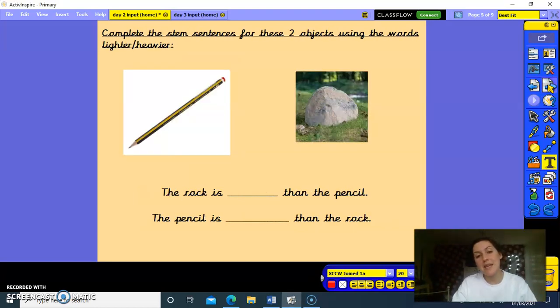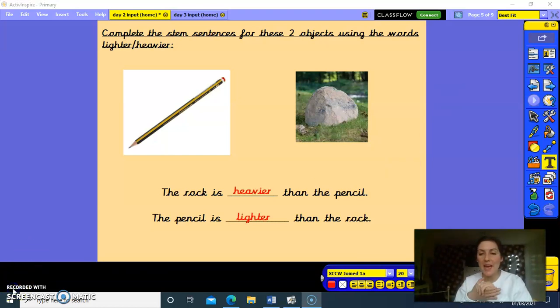Okay, what about these two objects? The rock is blank than the pencil, and the pencil is blank than the rock. Which word do you need and where? Discuss it with your grown-up and then press play.